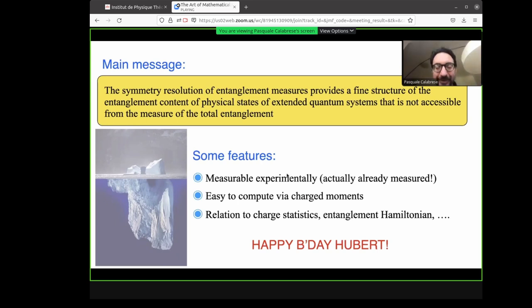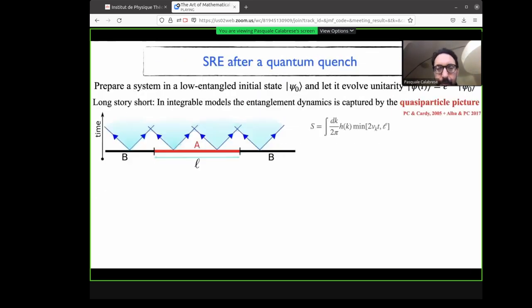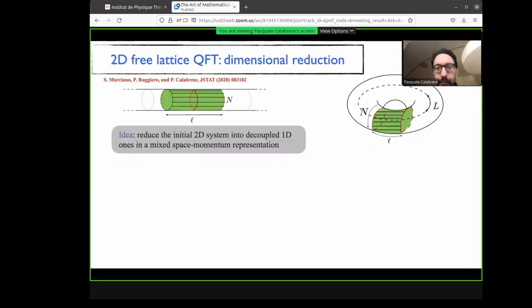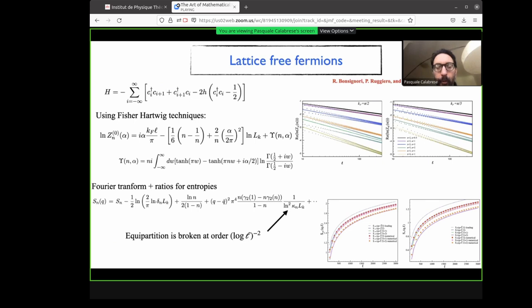Ciao. So, I was about to ask about the relation to charge statistics, because we know that in systems with U(1) symmetry, there are a lot of similarities between the behavior of the entanglement and the behavior of the particle fluctuations. Is this explaining it somehow? Or, yeah, it's okay, it was already explained.